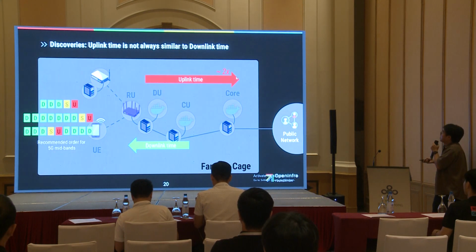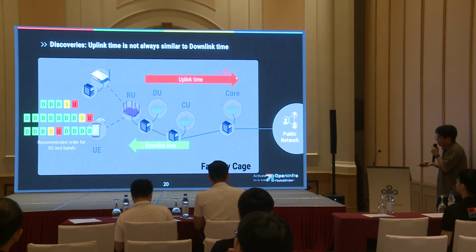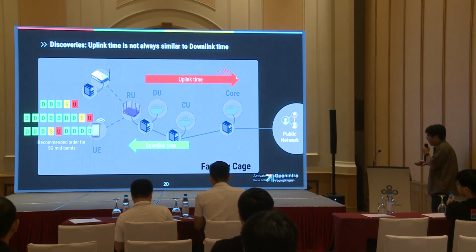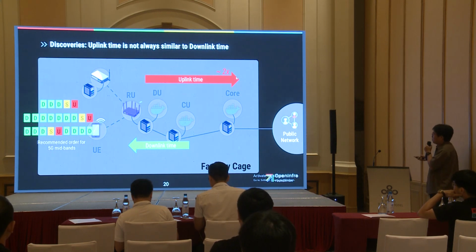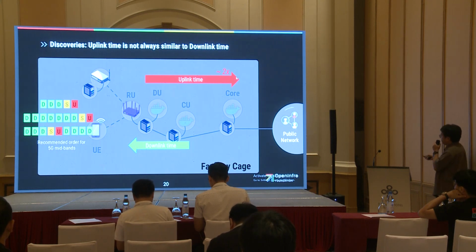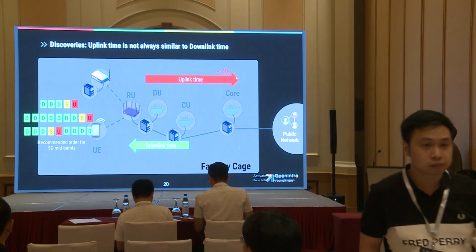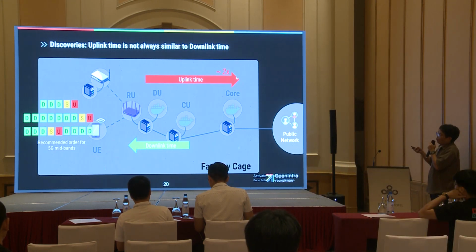Yeah. So we discovered some interesting behavior with such a network, like some attributes. For instance, it takes more time to send uplink than downlink. The uplink is from the UE, from your phone to the public network, and the downlink is the opposite direction, from the public network to the UE.